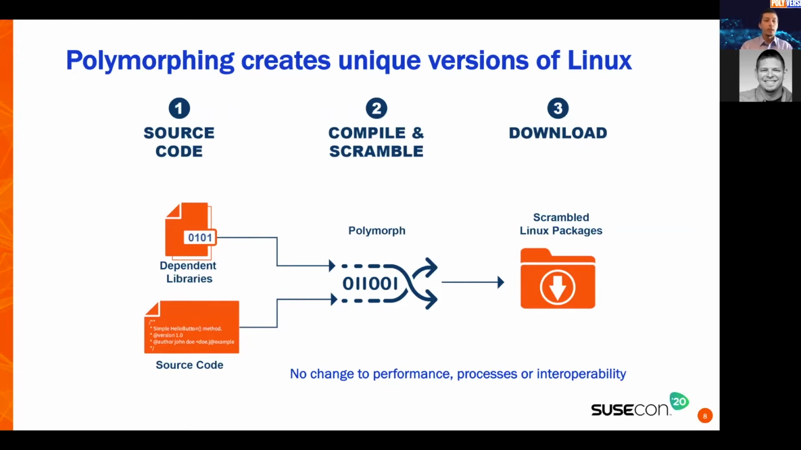And the way we do that is we take the source code and the dependent libraries that it requires to build, and we compile and scramble it at the same time and generate the Linux packages. We generate over 70,000 Linux packages that are supported across the different distributions. And there is no change to performance, processes, or interoperability because this is done at compile time. There is no runtime that impacts the performance of your system.